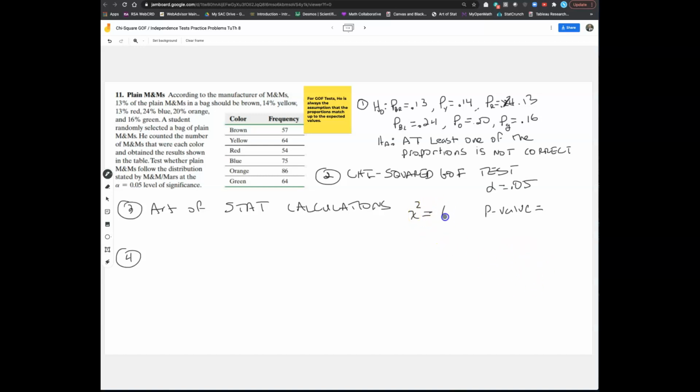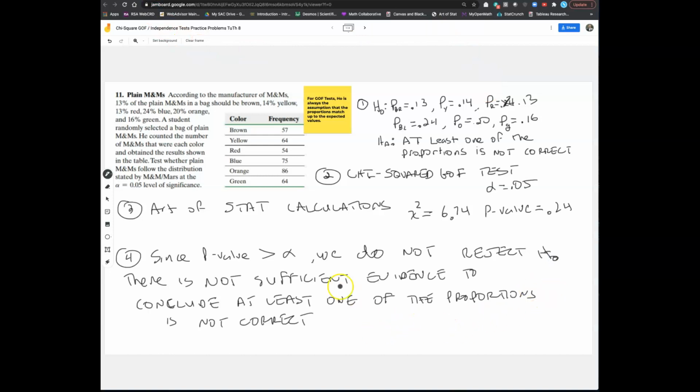So you get 6.74, and 0.24 is your p-value. And then we go ahead and make your decision. Alpha is 0.05, and so we're done, right? Since the p-value is greater than alpha, we do not reject H0, right? Do not reject H0.